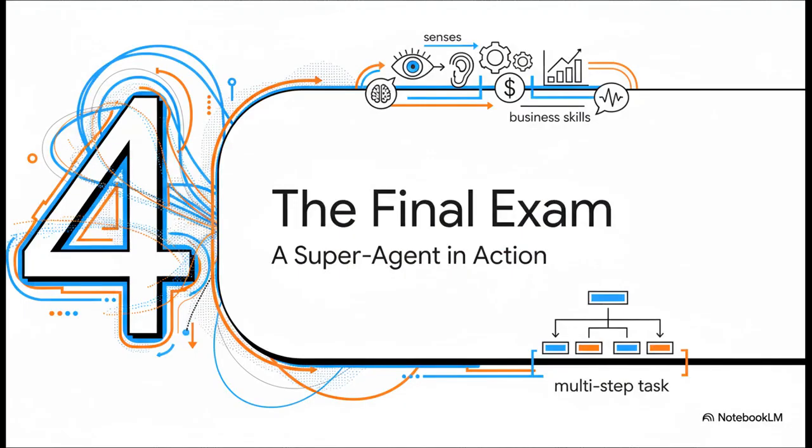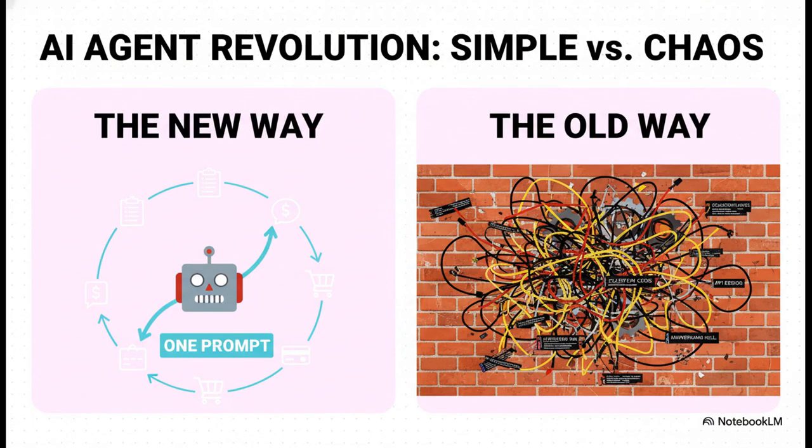All right, our agent has been trained. It has its senses, it has business skills, and it has a voice. It is time for the final exam. Let's give it a complex, multi-step task and just watch it go to work. So here's the request from the restaurant owner. Check our salmon inventory, get today's wholesale price and quality grade, and if we're running low, go ahead and order 10 pounds from our main supplier and authorize the payment.